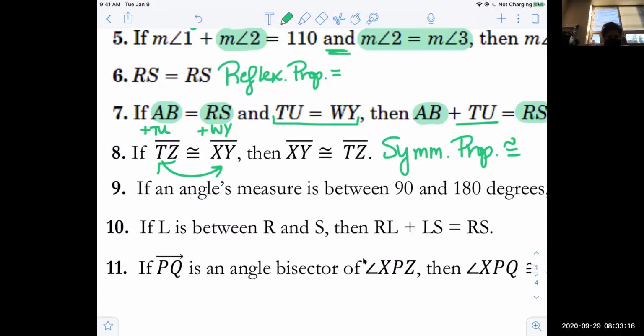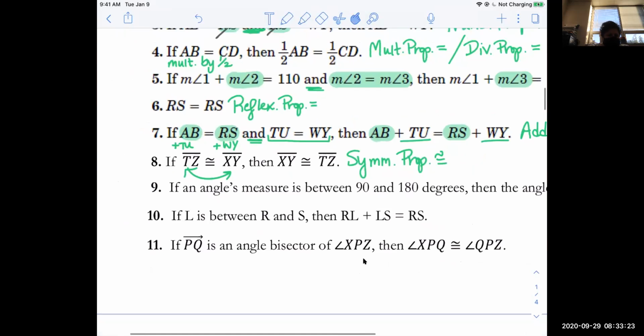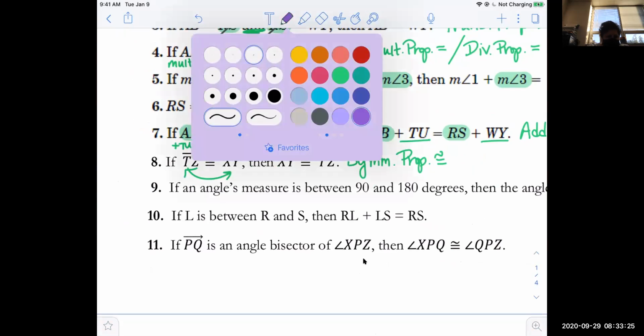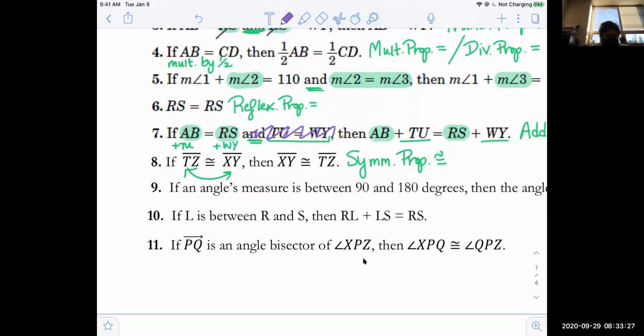Back here, the addition one, this had 2 parts given. Addition doesn't have to have 2 things given. Like if I had just said, if AB equals RS, then AB plus 5 equals RS plus 5, then I wouldn't have had to give you a second given. Okay, but it does look a little bit more confusing when you have the 2 givens.